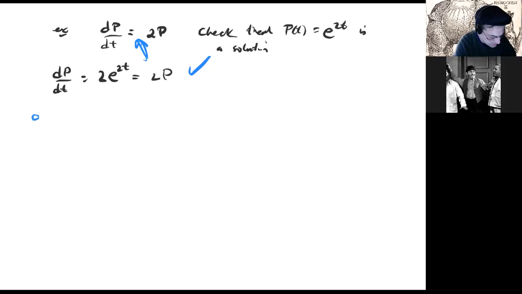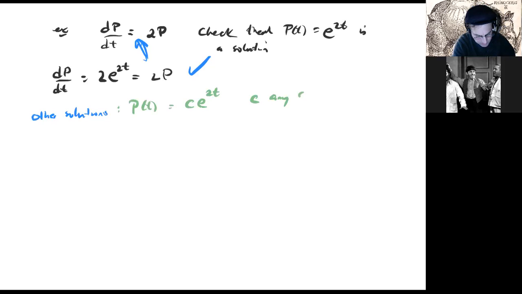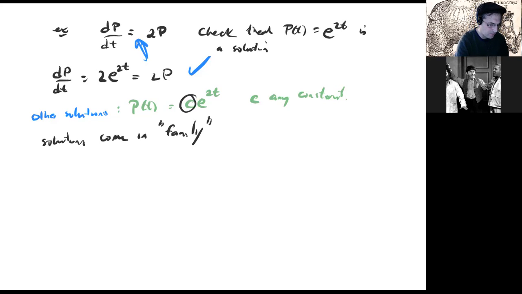But there are other solutions. There's not a unique solution. For example, we can take p of t equal to a constant times e to the 2t, any constant c, and that will also satisfy the equation. So there's not a unique solution to a differential equation typically. Solutions come in families. Here, the family is completely determined by the constant c, so for every real number you get a different solution.